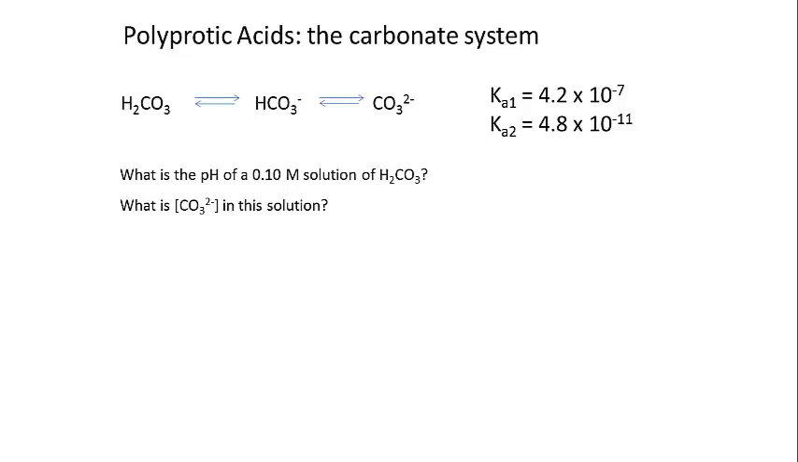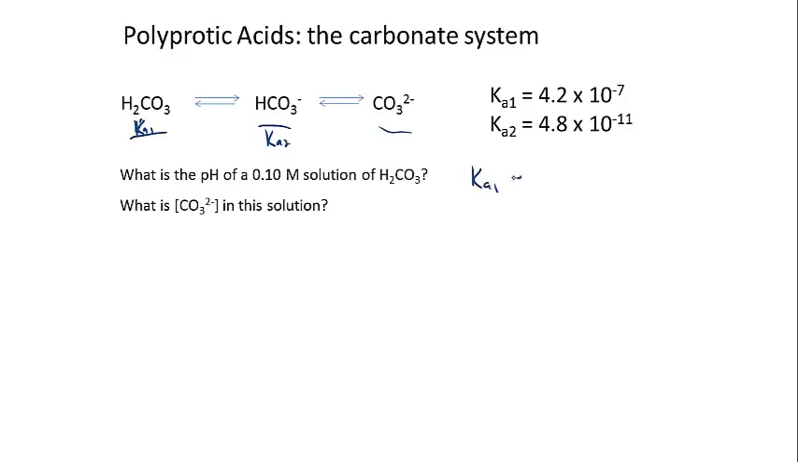We're going to look at a polyprotic acid, and we're going to look at the carbonate system. So the carbonate system involves carbonic acid, H2CO3. That can lose a proton to make hydrogen carbonate, also called bicarbonate ion. And that can lose a second proton to give the carbonate ion. Each of these two steps has a different Ka. The first step is Ka1, the second step is Ka2.